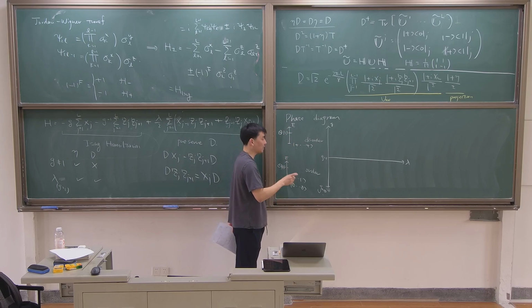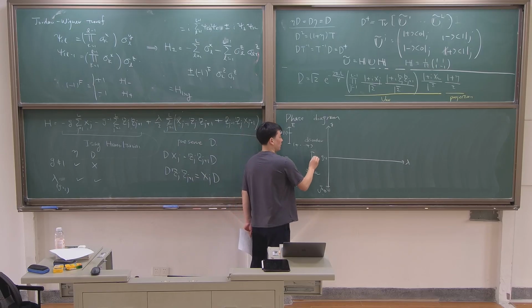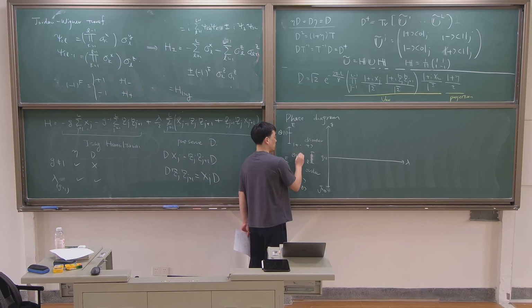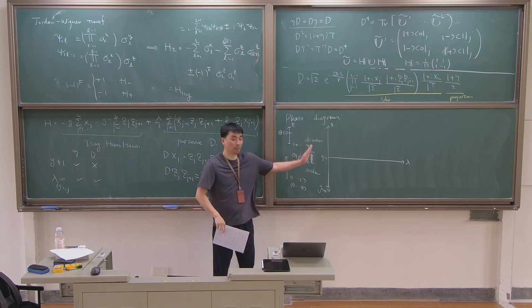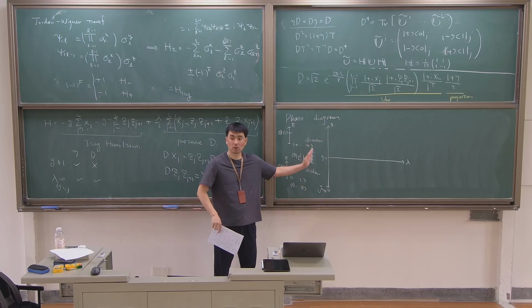On the other hand, the last time what we saw is the Ising CFT. Here the spectrum gap is only 1 over L. And if you take the continuum limit, it becomes gapless. That's what we saw last time.